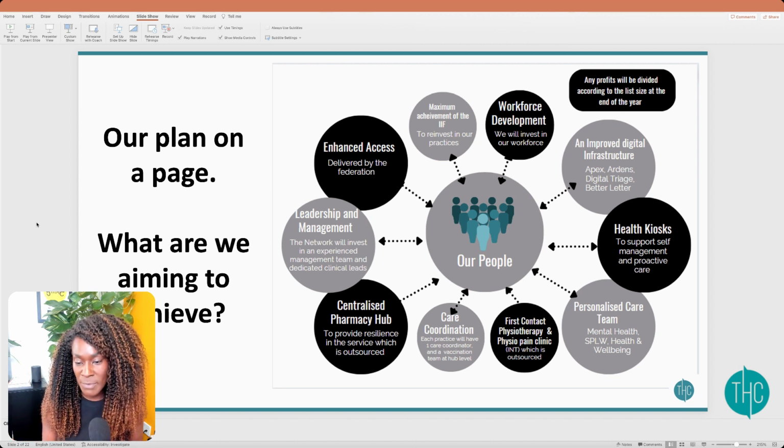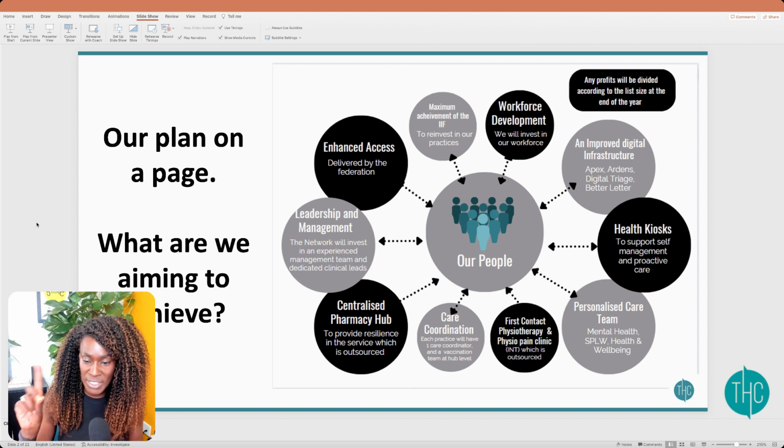We talked about workforce development and really wanting to create a people plan and invest in the team. We talked about wanting to improve the digital infrastructure and utilising tools like Apex, Ardens, Digital Triage and Better Letter. The network wanted to invest in health kiosks, a personalised care team, an integrated first contact physio and pain clinic team, and care coordination. For this one, the network agreed for every practice, regardless of their list size, to have one FTE care coordinator. The rest of the services were kept at PCN level.